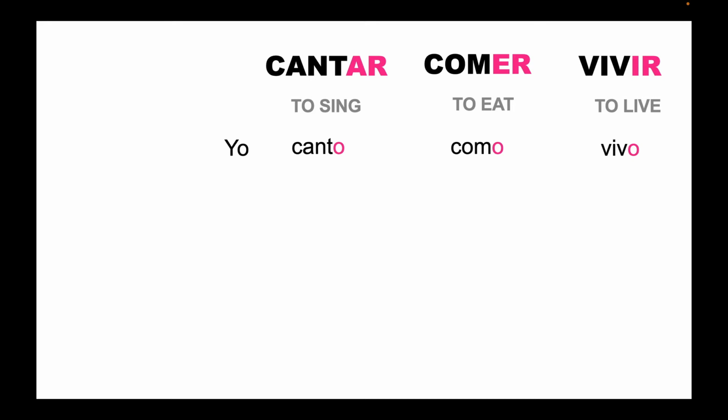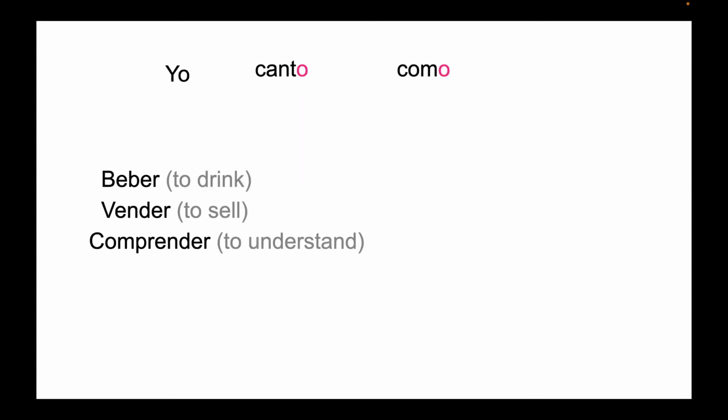I live, vivo. As you can see, all of the verbs, no matter what group they're in, whether they end in ar, er, or ir, if you want to conjugate them for yo, the ending that you need to use is o. So easy, right? So now that you know that, go ahead and conjugate the following verbs. Here are three verbs for you.